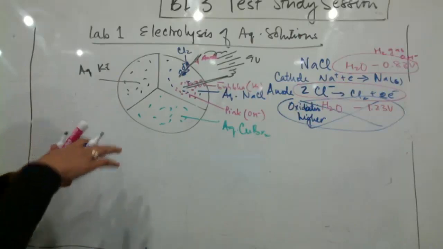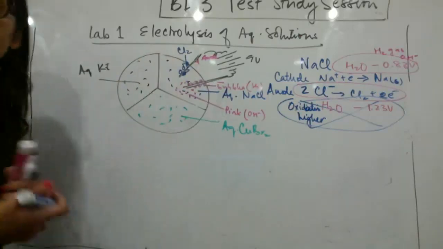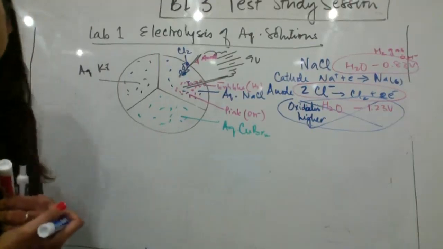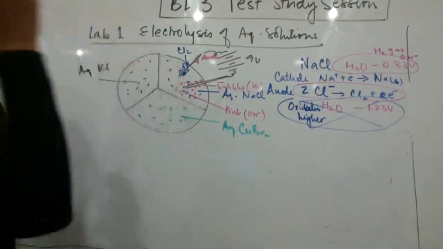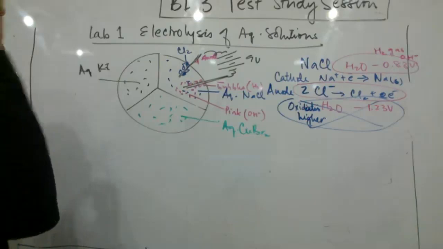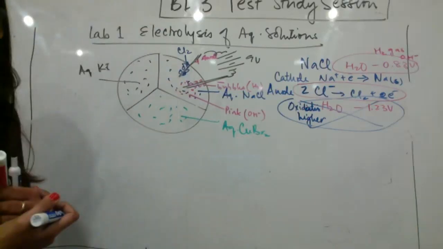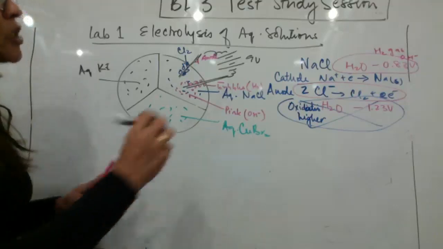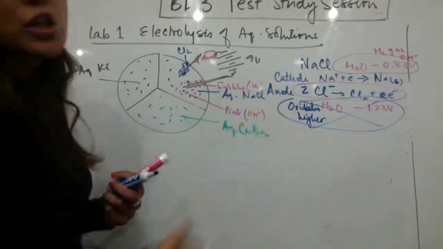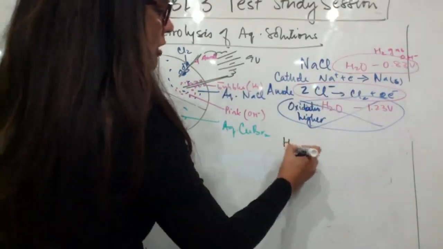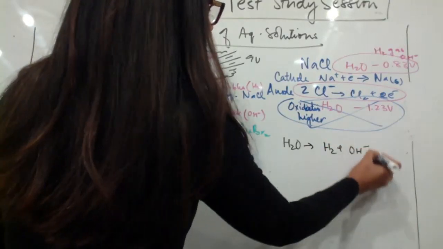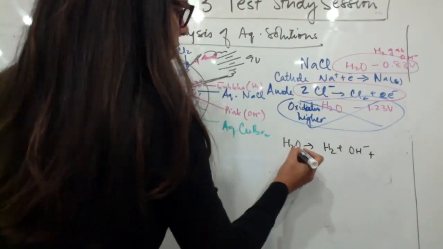Now, so far so good for aqueous NaCl electrolysis, guys. Any questions? Let me take your questions one by one. Any questions on the electrolysis of aqueous NaCl? While you type your question, I'll write the overall reaction. So will somebody help me out with water's reduction reaction? It is H2 plus OH minus plus how many electrons?